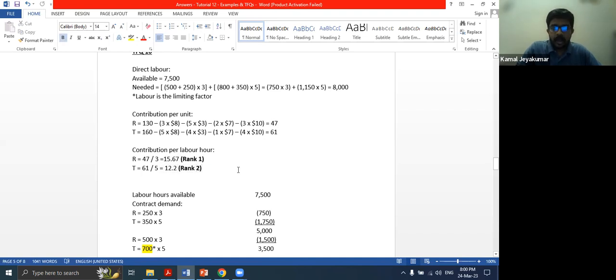Up to this point, it's the same steps that you have to follow from the previous question. Guys, you can see the answer on the Word document. It's the same steps as the previous question.